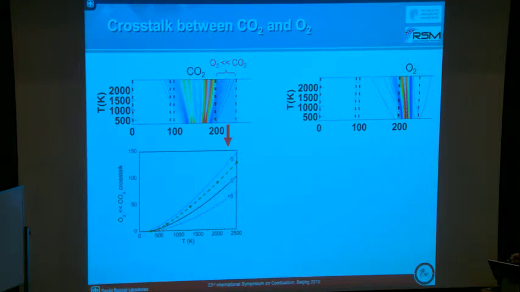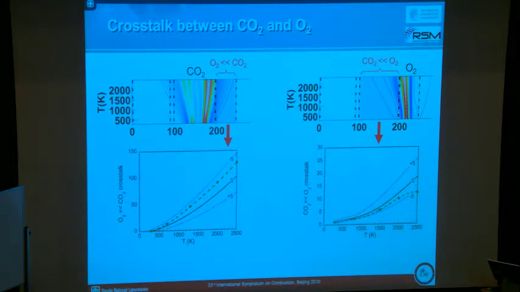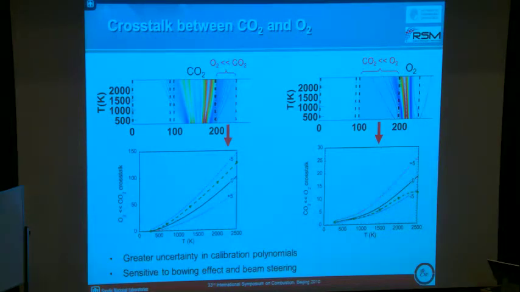That can be as well calculated, measured black line, calculated green line, not perfect, but reasonable. Or the same here, the crosstalk of O2 upon the CO2 channel, such that you can say with these crosstalks, the uncertainty is a bit larger. It's not as good as for the diagonal elements, but with this, you can easily correct now for the bowing.